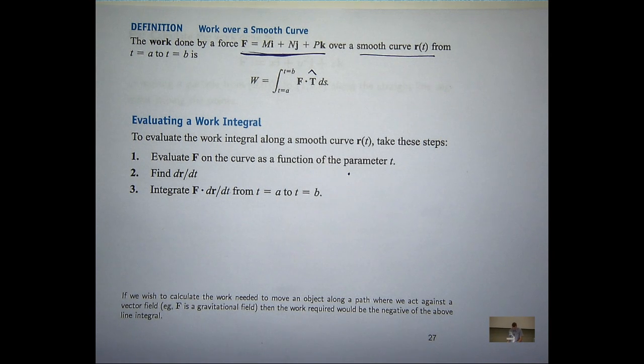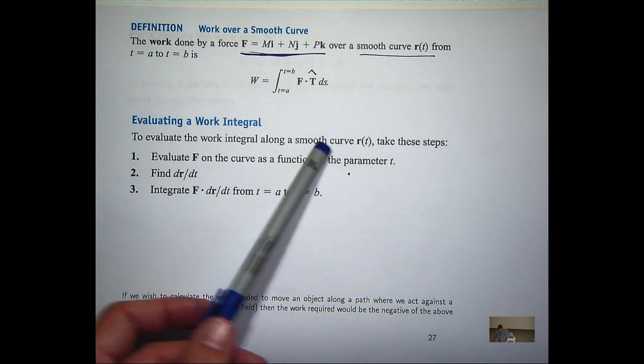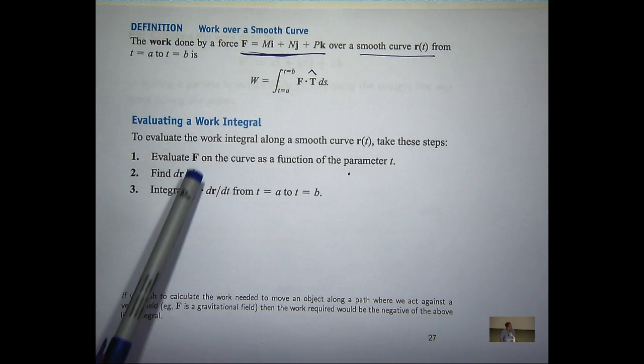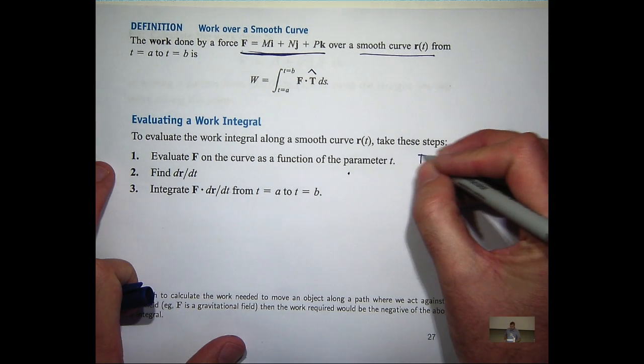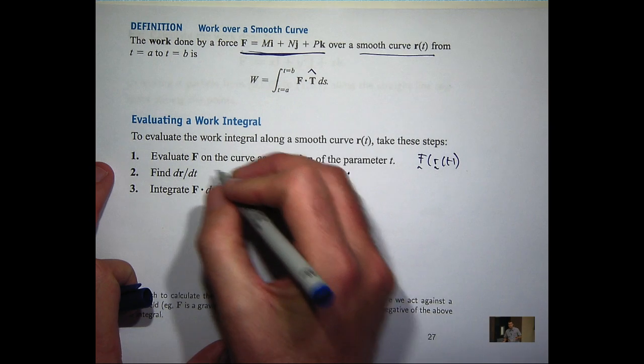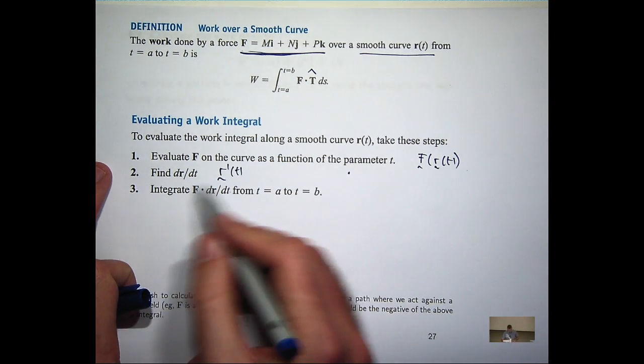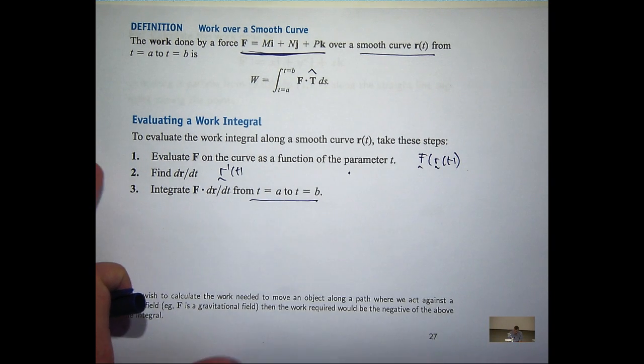Now here's three basic steps to evaluate the work integral along a smooth curve. Essentially, calculate this, calculate the derivative, and dot these two things together and integrate. Now I've kind of left off a step there, step 0. Anybody know what step 0 might be? If I've got a curve, what would... Yeah, got to parameterize it first.